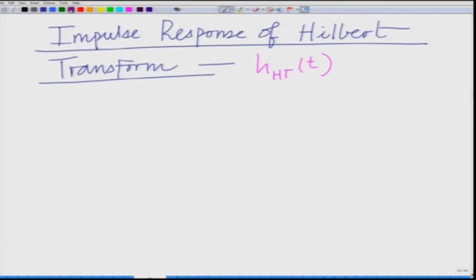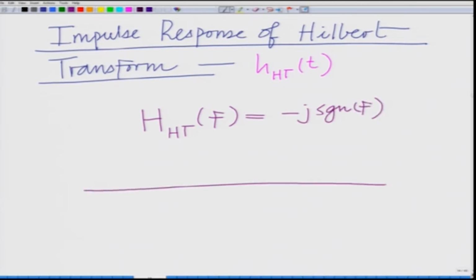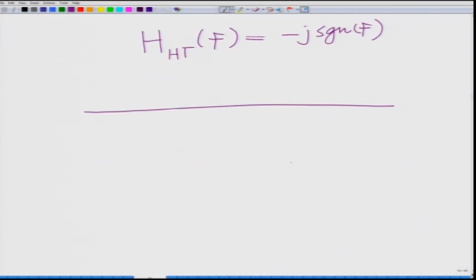To start with, let us recall that the frequency response of the Hilbert transform is minus j sgn f, which looks something like this. Remember, for convenience, I can always denote it by this. It is j for f less than 0, minus j for f greater than 0, and for f equal to 0, this is 0. So, this is your minus j sgn f.